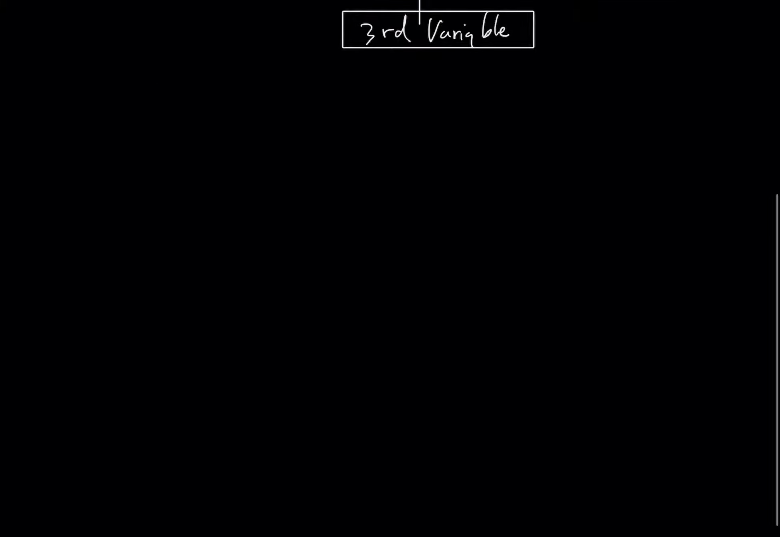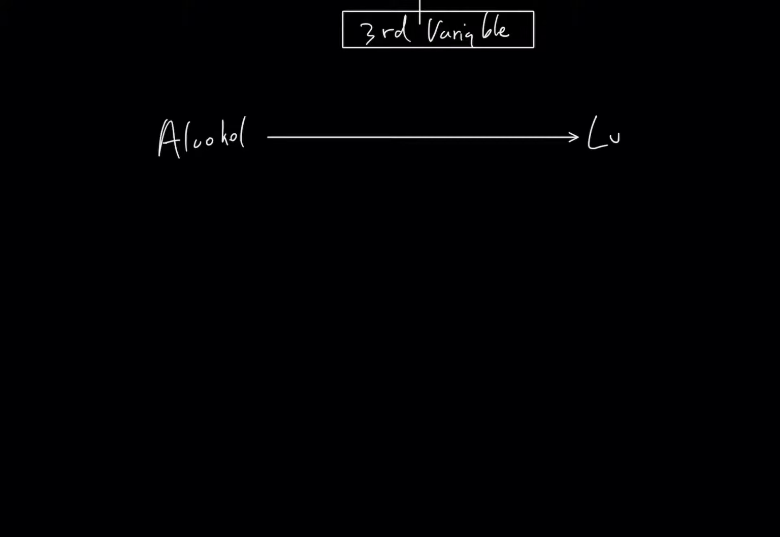So for example, if you say alcohol is related to lung cancer, and let's say smoking is also related to lung cancer, but in reality we know people who smoke and drink. Like people who drink also smoke, people who smoke also drink, and this is a confounding variable for lung cancer.